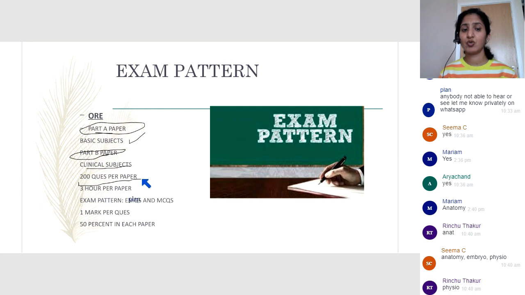Every paper has 200 questions. Okay. So part A has 200 and part B has 200. And every question carries one correct mark. So if you get the answer correct, you get 1 mark. If you don't get the answer correct, you get a 0 mark. There is no negative marking. So try and solve all the questions in the paper.